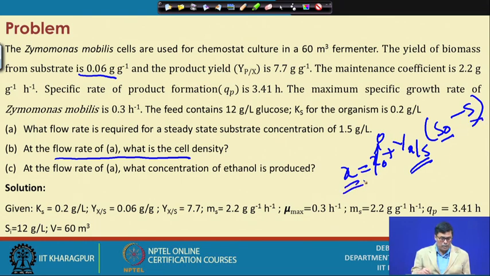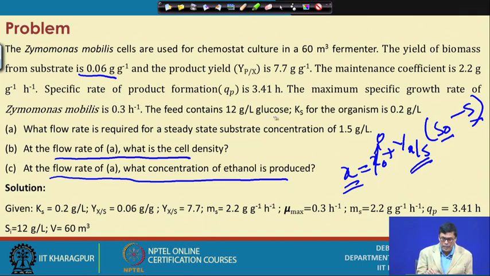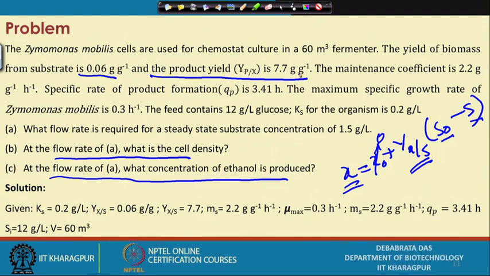So, we can easily find out the cell density, and at that flow rate, what will be the concentration of ethanol produced. We have been given the yield of the product, that is, the ethanol yield, 7.7 gram of ethanol per gram of cell mass.